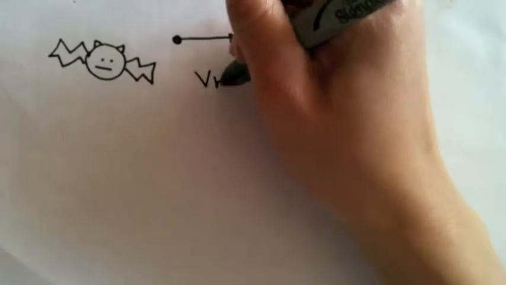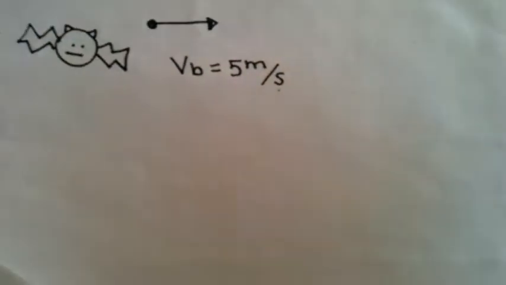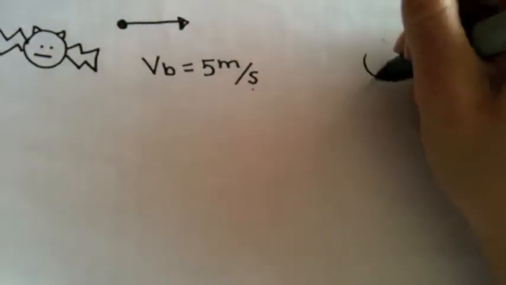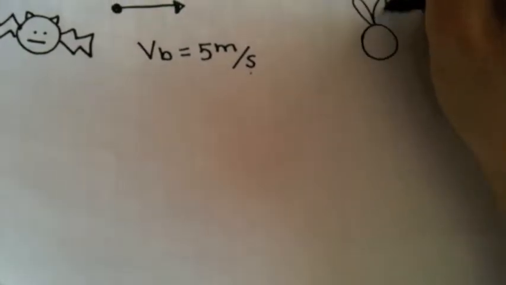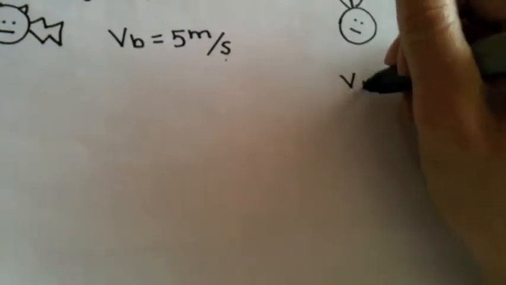For the next problem, we know that a bat is flying with a velocity of 5 meters per second towards a flying insect with an unknown velocity.